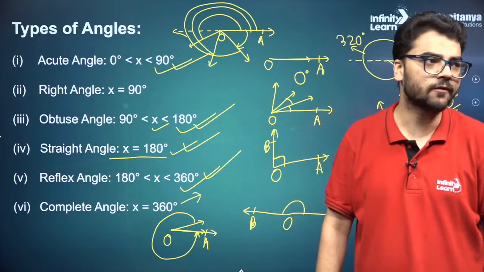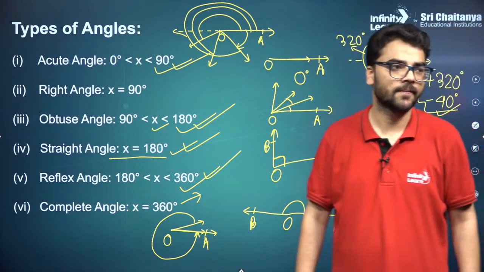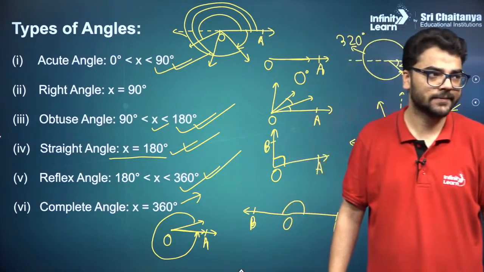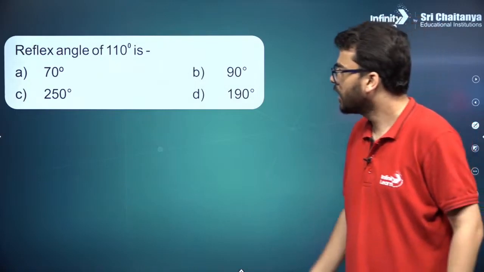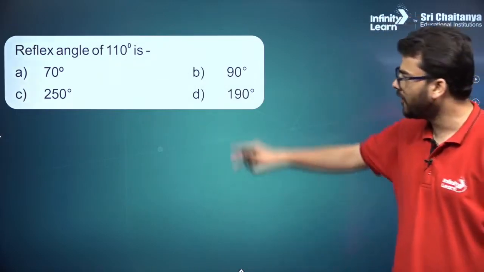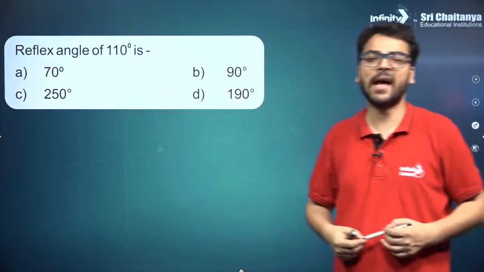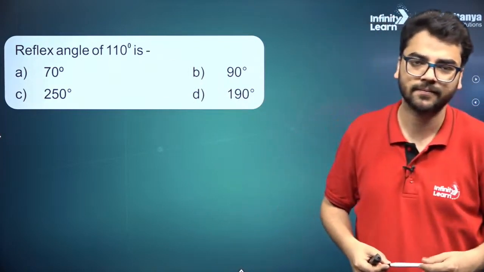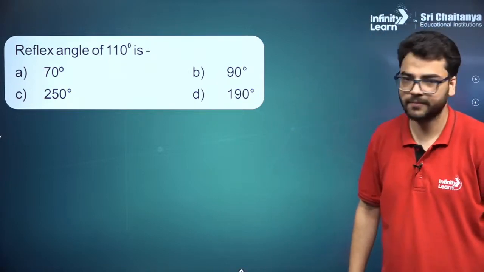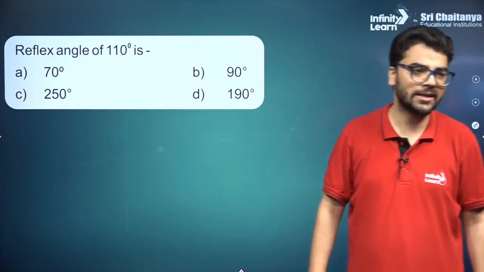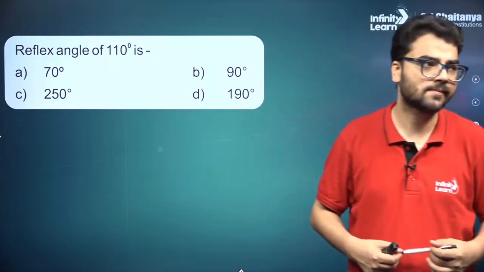Any doubt in the types of angles, guys? Tell me. Okay, I hope this thing is clear. So can you try doing this question? Reflex angle of 110 degrees. Can you find this? Try doing this one, guys. Reflex angle of 110 degrees.